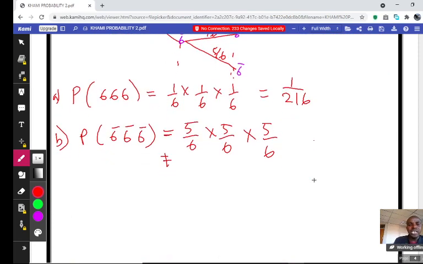So it's like this. Then you can simplify this one. 5 over 6 times 5 over 6 times 5 over 6. Right? You get here 125 over 216. You have to check, can this one be simplified? There are no common factors. So you just have to leave it like this.